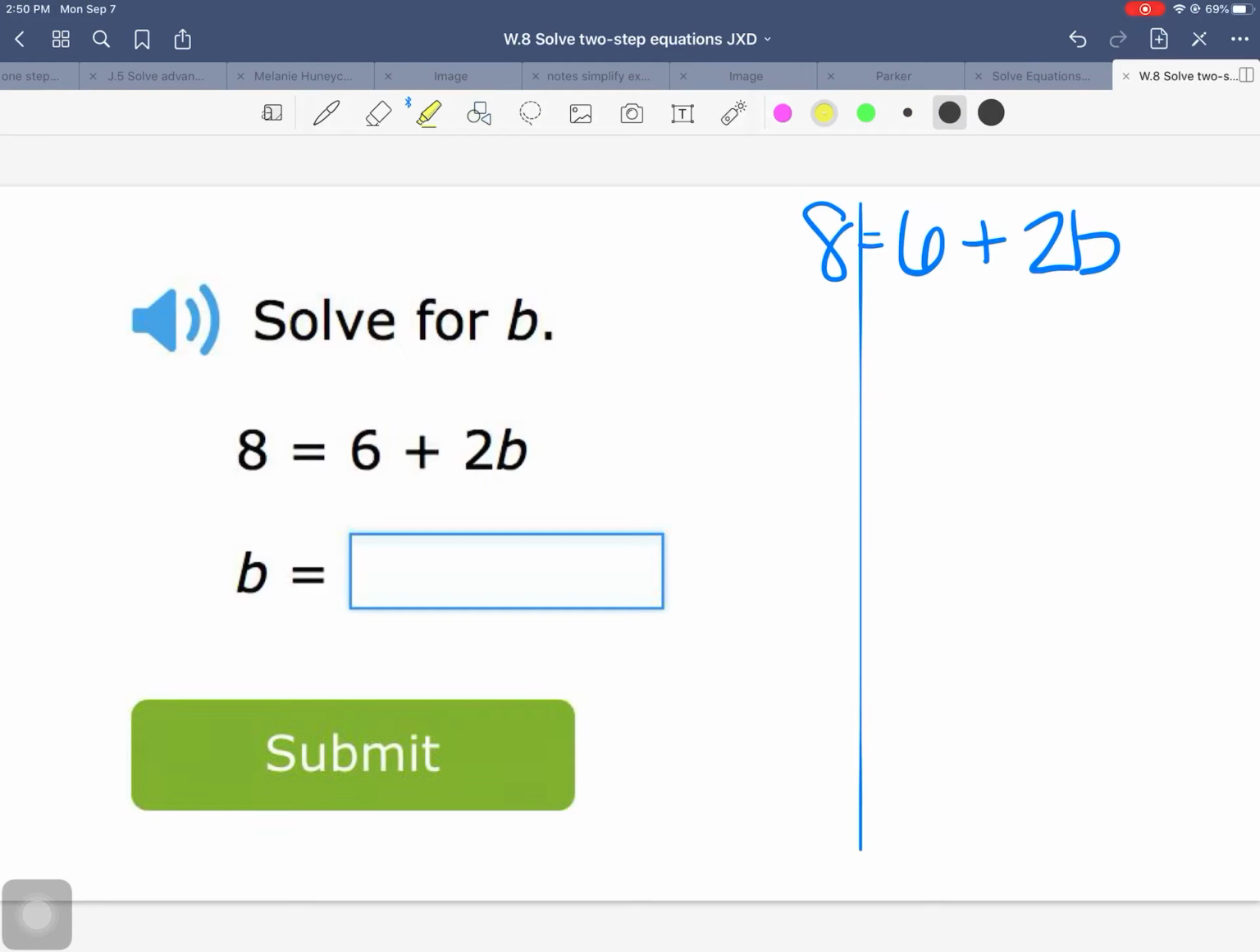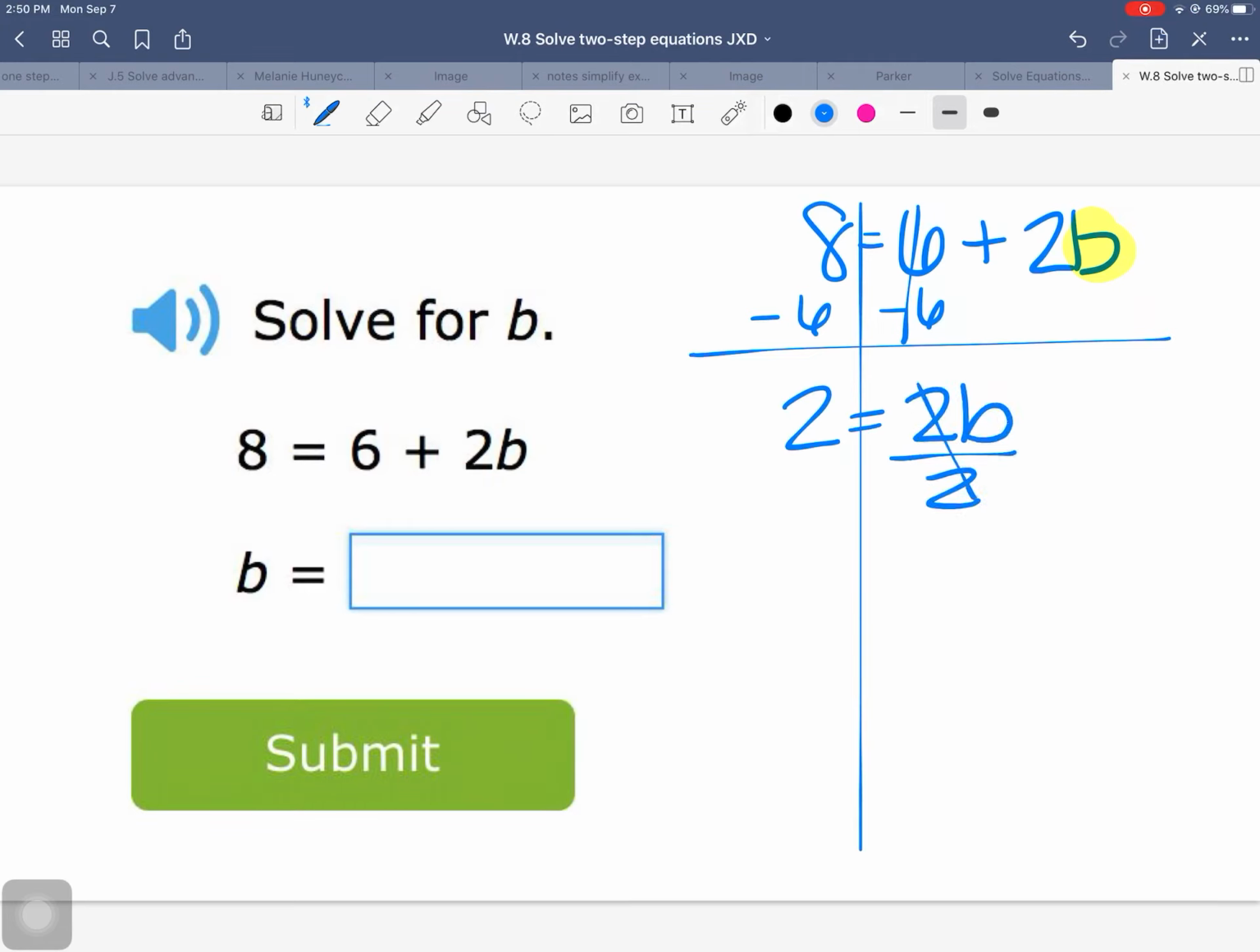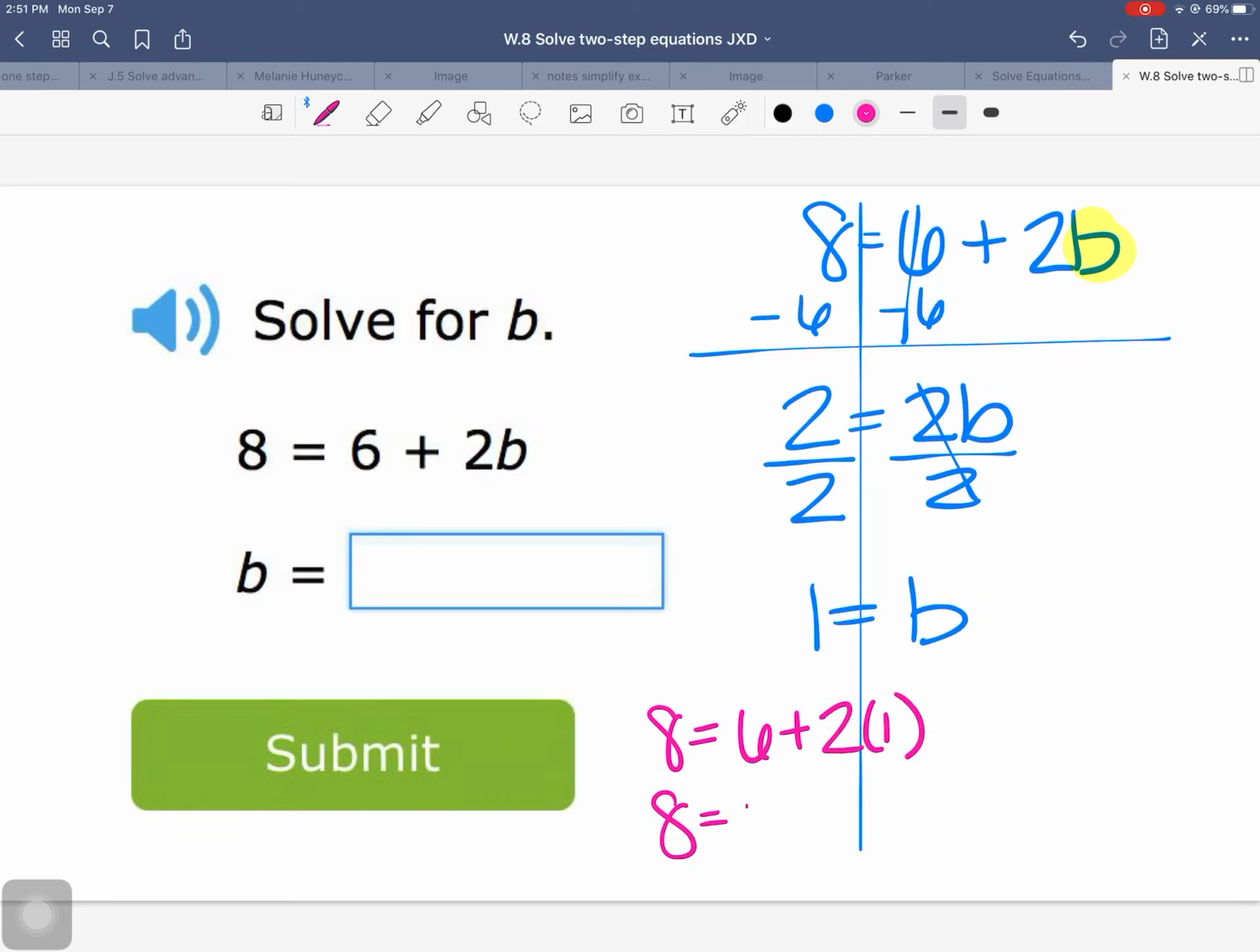Again, guys, the goal here is to get the B isolated. So I want to move things away from where the B is. So I can subtract 6. 2 is equal to 2b. Divide by 2. B is equal to 1. To check myself, 8 is equal to 6 plus 2 times 1. 8 is equal to 6 plus 2. Yep, that works. Good.